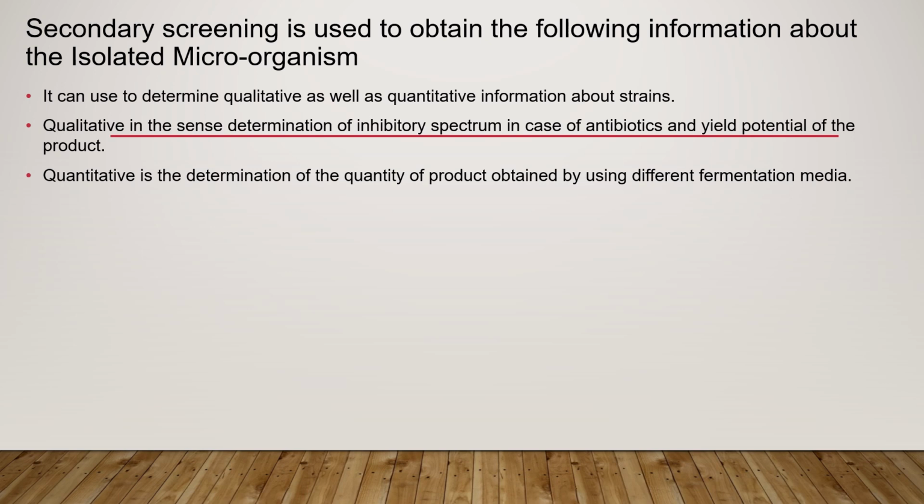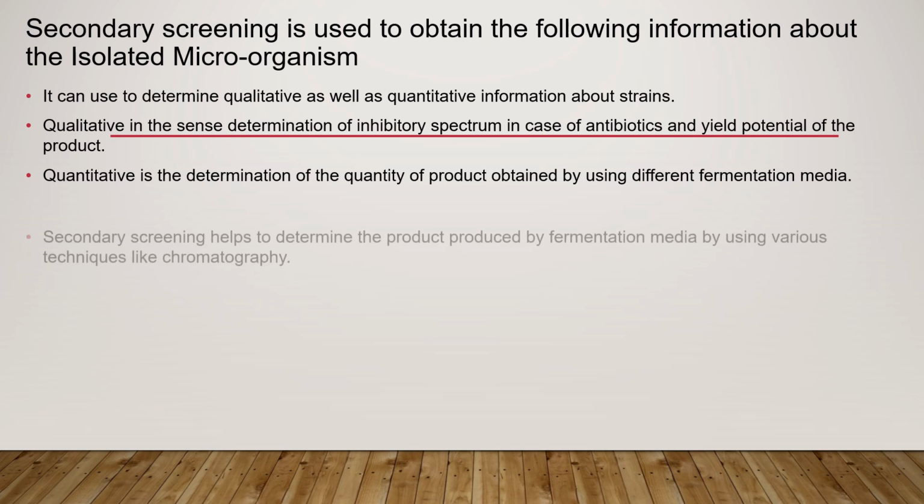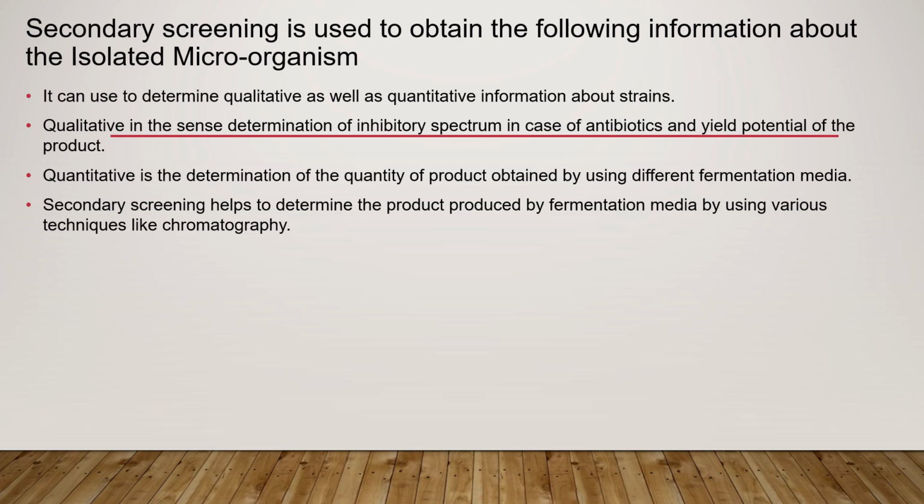Quantitative is the determination of the quantity of product obtained by using different fermentation media. Now whenever we use the isolate in fermentation, we use different fermentation media to screen from which fermentation media we obtain a good quality of product. So here it is determined from which fermentation media the isolate can give the best quality of product and high yield. Secondary screening helps to determine the product produced in fermentation media by using various techniques like chromatography.